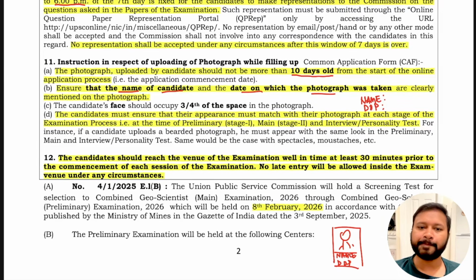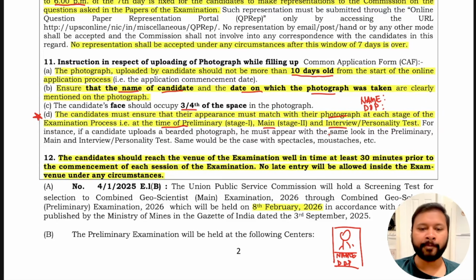So get it done. A very important point mentioned here is that the candidate must ensure their appearance matches the photograph at each stage of the examination, that is, at the time of the preliminary exam, mains exam and interview. It is very important, especially for male candidates who keep a beard or any facial hair. Maintain that throughout the process. If you are taking your picture with a beard, you have to keep your beard when you go for the exam.